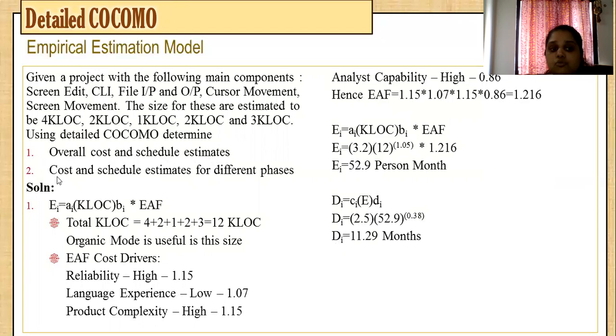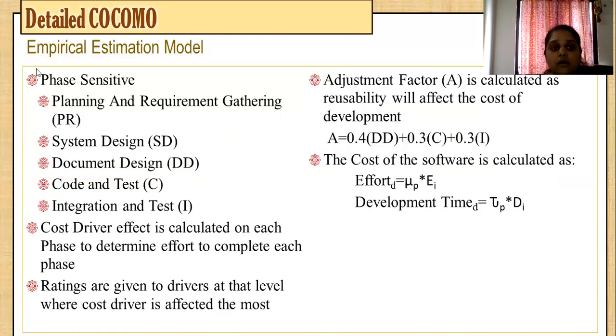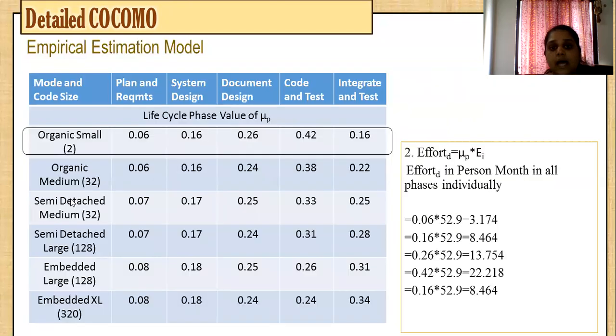Now we are supposed to move to cost and schedule estimate for each and every phase. That is, you are supposed to calculate for all these 5 phases. So for that, let us first go on to mu P. Mu P is nothing but effort calculation, and tau P is development time calculation. So mu P, that is effort calculation.